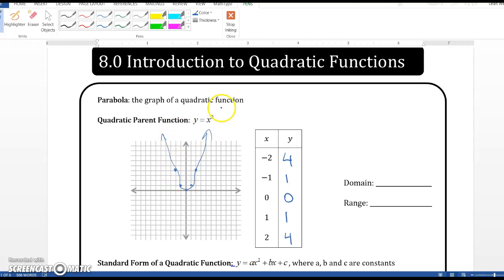You are trying to connect this with a smooth curve. That is awful, but try to connect that as smoothly as you can. Remember, your domain is your x values. So in this case, that is all reals, the funky R that we've made. The range is your y values. Your lowest y is a 0, so y is greater than or equal to 0.